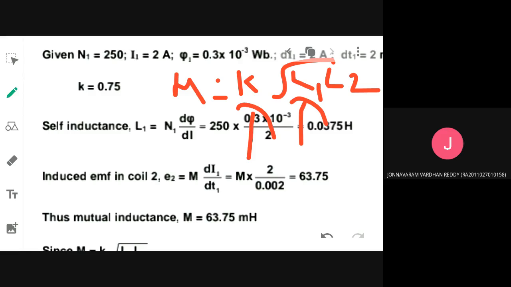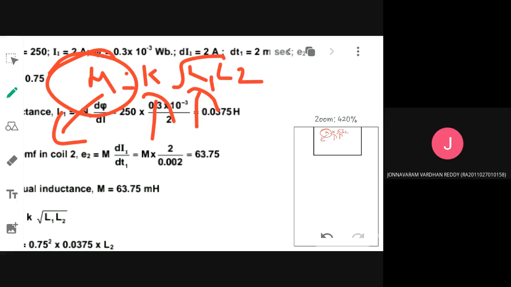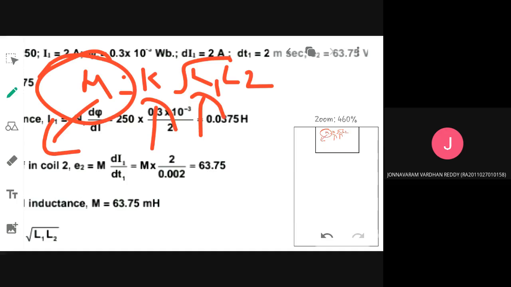Still you don't know what is M, ma'am. How can we find M? M is given, no? No, ma'am. What is M? Mutually induced EMF is given to be equal to what value? Voltage induced EMF we can calculate. E2 is given, 63.75, ma'am, and di by dt we can find. Mutually induced EMF is 63.75. Okay, so use the formula and find out L2.